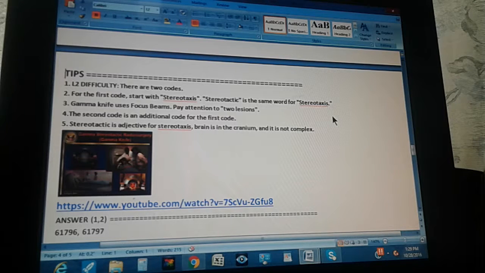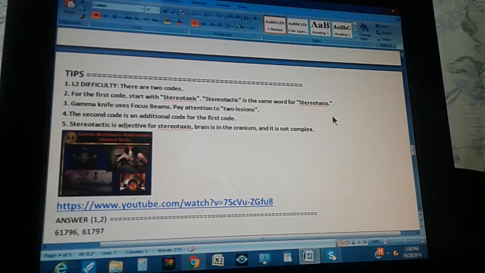The first tip: this is a level 2 difficulty. There are 2 codes. We consider this a little difficult because there are 2 codes. Number 2: for the first code, start with stereotaxis. Stereotactic is the same word as stereotaxis. They're the same basic word. One is an adjective and the other one is a noun, but it is the same thing.